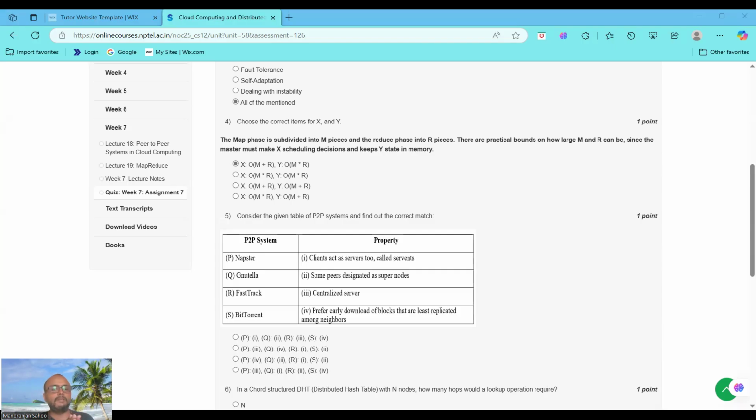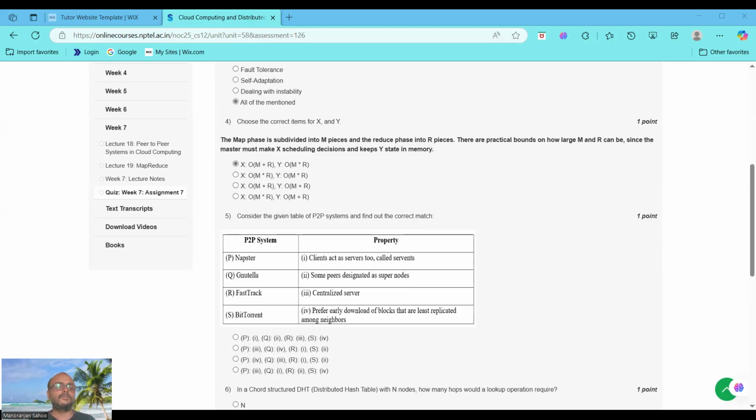In MapReduce, you can see this in the slides of lecture 9. X scheduling decisions means the master schedules M map tasks and R reduce tasks, totaling O(M+R) decisions. In Y, that is state in memory, the master tracks the state of each map task's output for each reduce task. Since each of the M map tasks produces intermediate data partitioned across R reduce tasks, the state complexity is O(M*R).